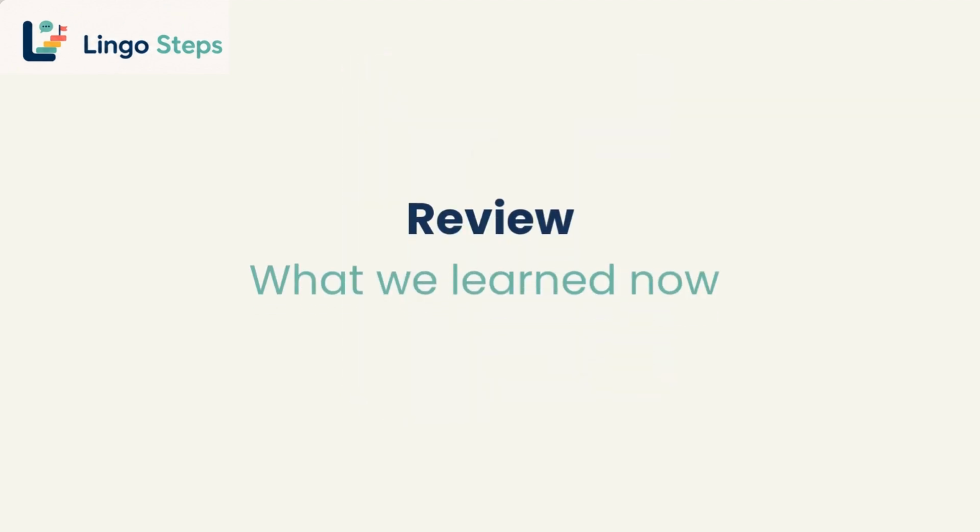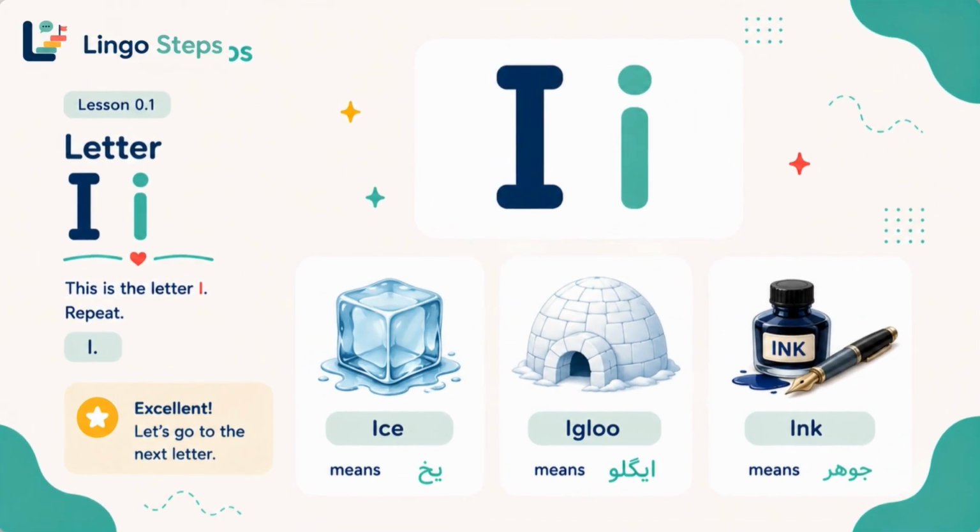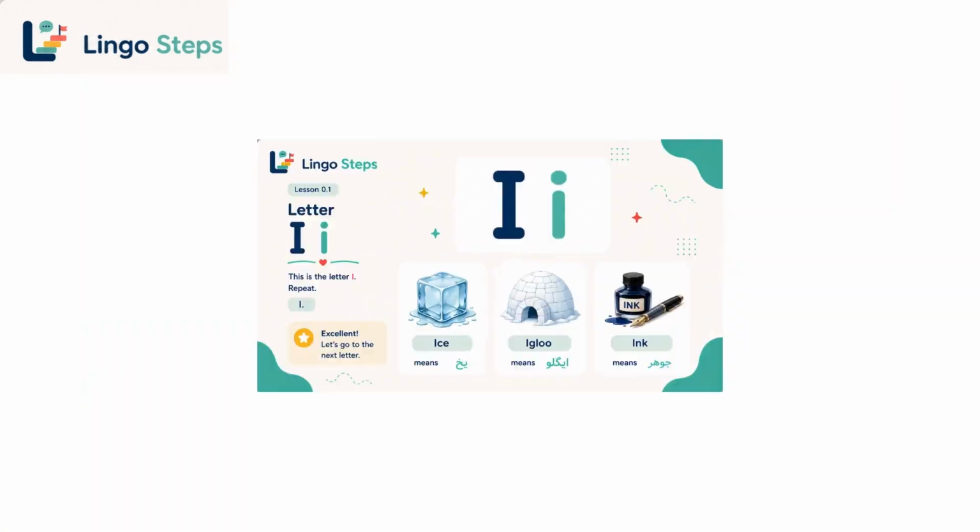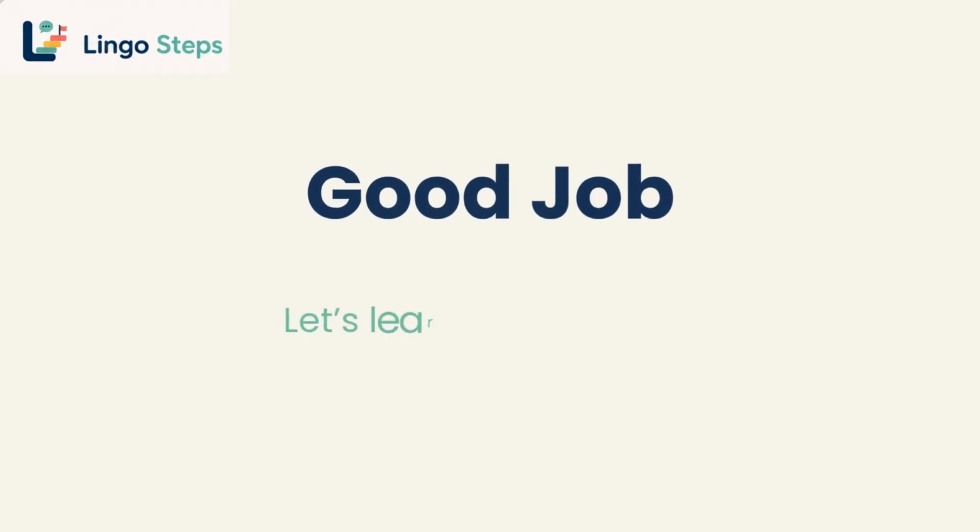Let's review what we learned now. I. This is the letter I. I, ice. I, igloo. I, ink. Excellent. Good job. Let's learn the next letter.